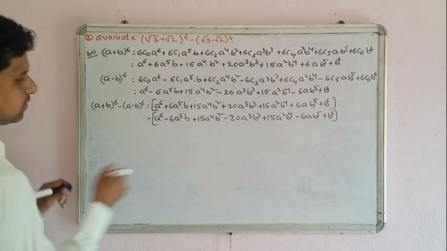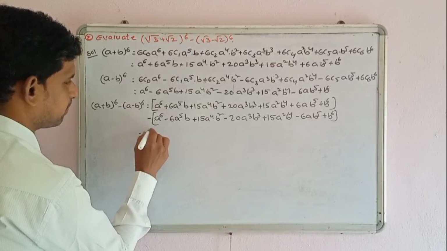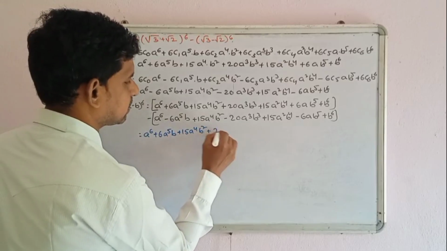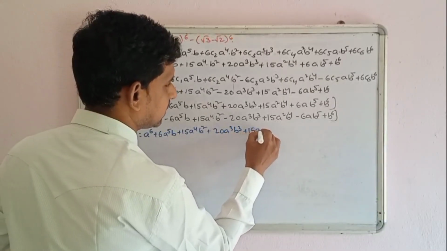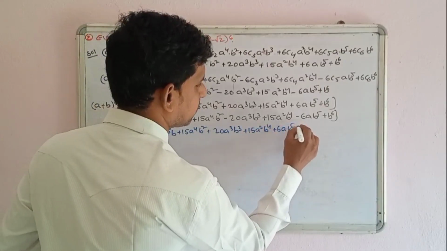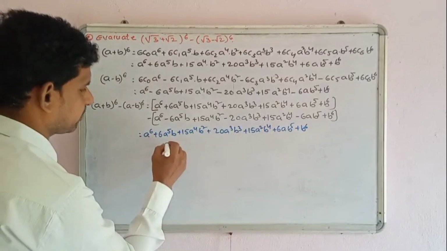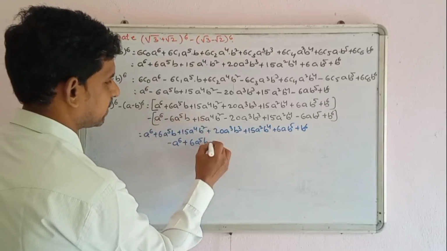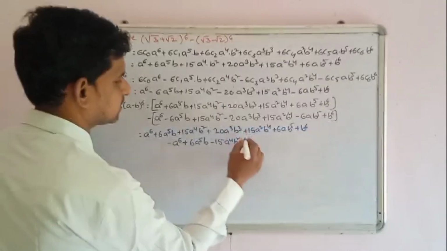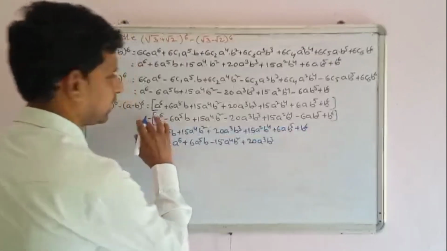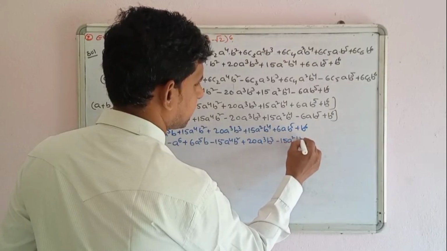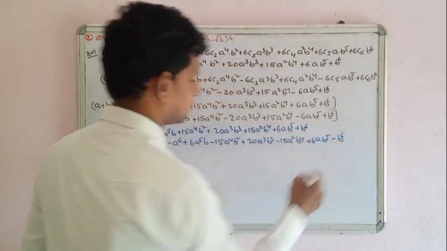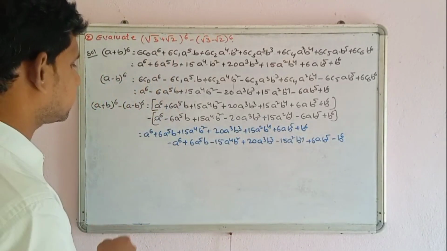Okay, now write the same step. a power 6, 6 a power 5 b plus 15 a power 4 b square plus 20 a cube b cube plus 15 a square b power 4 plus 6 a b power 5 plus b power 6, multiply with minus: minus a power 6, minus of minus plus 6 a power 5 b, minus into plus is minus 15 a power 4 b square, minus of minus is plus 20 a cube b cube, minus into plus is minus 15 a square b power 4, minus of minus plus 6 a b power 5, minus into plus is minus b power 6. Now see, here a power 6 gets cancelled.